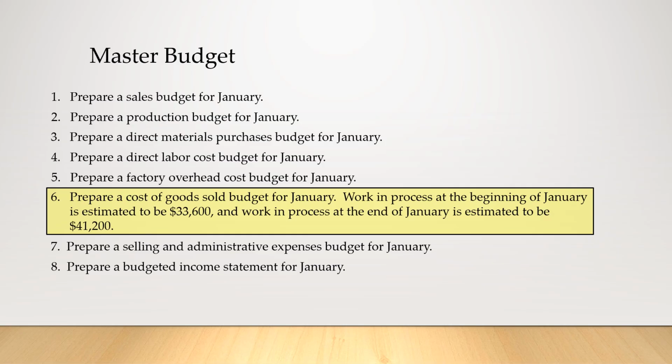Number 6. Prepare a cost of goods sold budget for January. Work in process at the beginning of January is estimated to be $33,600, and work in process at the end of January is estimated to be $41,200. This budget follows the same format as the cost of goods sold manufactured statement I covered in the first chapter. We'll build that statement using the budgeted numbers, then sandwich it within the calculation for cost of goods sold, again using the budgeted numbers.